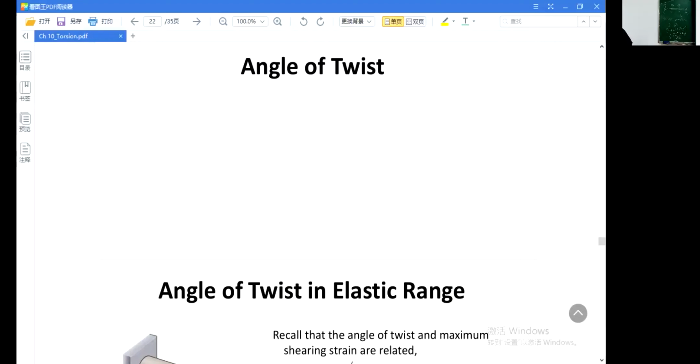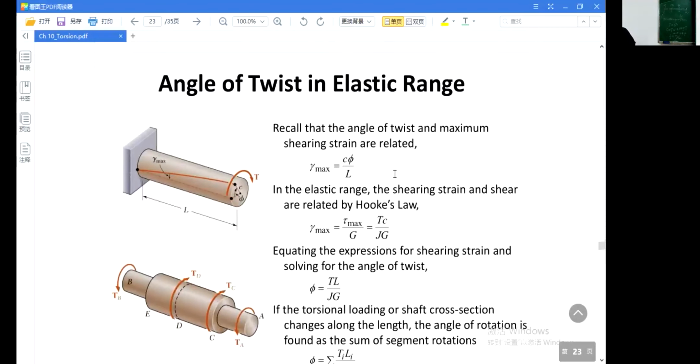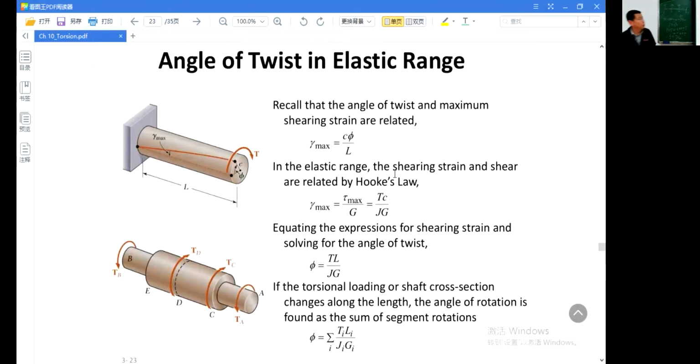Angle of twist is the deformation of a shaft. We know gamma max is C phi over L. You remember it? Phi is the relative rotation of these two ends. It's a relative rotation.